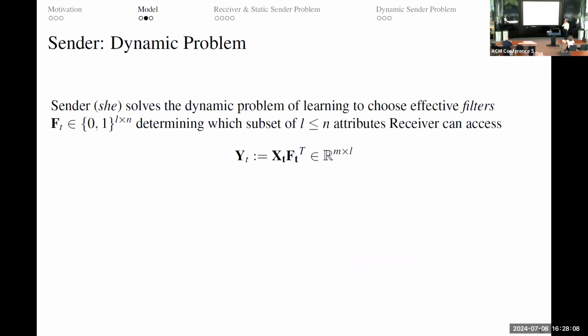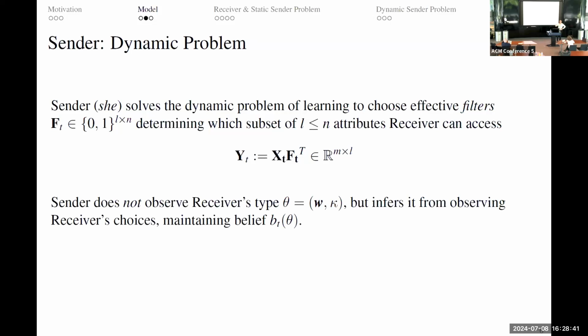The sender problem, that's the dynamic part of the model. The sender problem is to choose an information filter, which is a matrix, in our case, consisting of 0 and 1s, that simply selects which subset of attributes is available to the receiver. So the information filter is this matrix F, whose transpose we can use to right multiply the full information state, and this will deliver us the filtered menu, just like we've seen in the example before. And the sender problem will be to dynamically solve this problem of choosing filters that are effective in terms of inducing the desired behavioral outcomes.